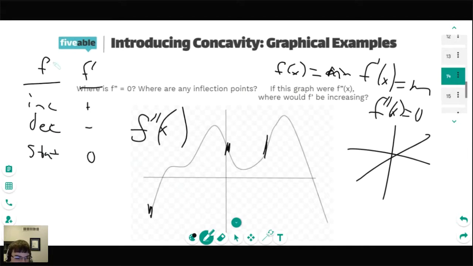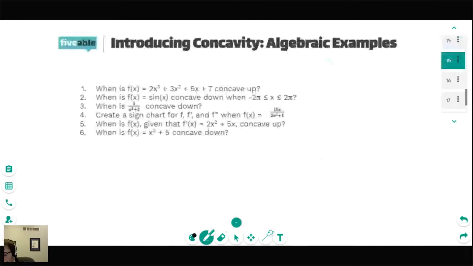And so that also applies to these two. So where is f prime increasing? Well, that would be where this would be positive. So from here to here, f prime would be increasing if we're assuming that this is the graph of f double prime. All right, so now let's move on to some algebraic examples.